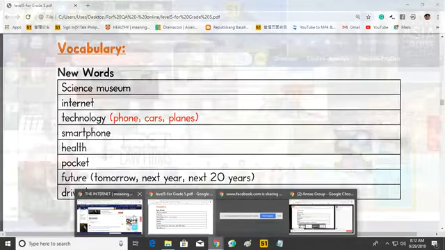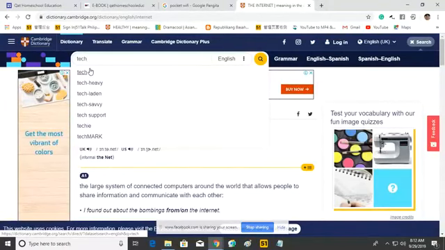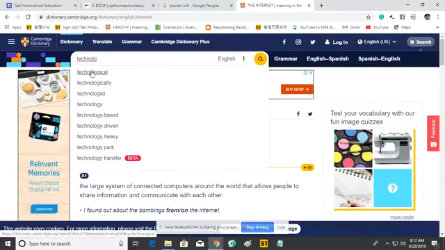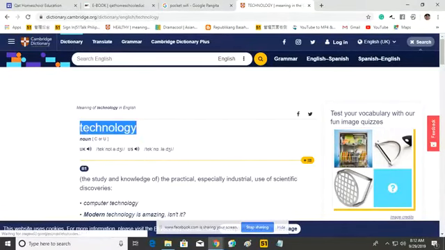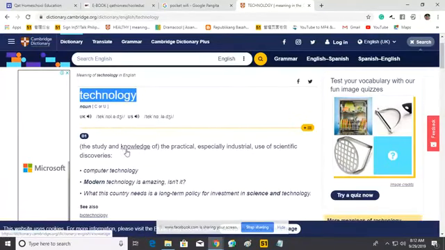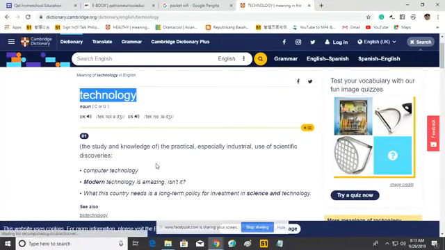So let's try to talk about technology. Let's type it down here. Technology. So let's read the meaning of technology. So technology means the study and knowledge of the practical, especially industrial use of scientific discoveries. Okay, just like what I am using now, computer. So this is the practical, especially industrial use of scientific discoveries, like computer technology.